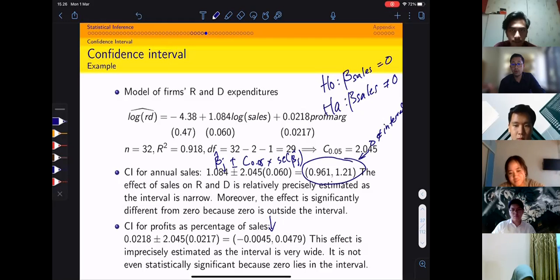Yes, 0 is within the interval. And since 0 is within the interval, we cannot reject the null hypothesis. If we cannot reject the null hypothesis, then we conclude that there is no effect of profit margin on the log of R&D expenditures. So that's how you would use a confidence interval in hypothesis testing.